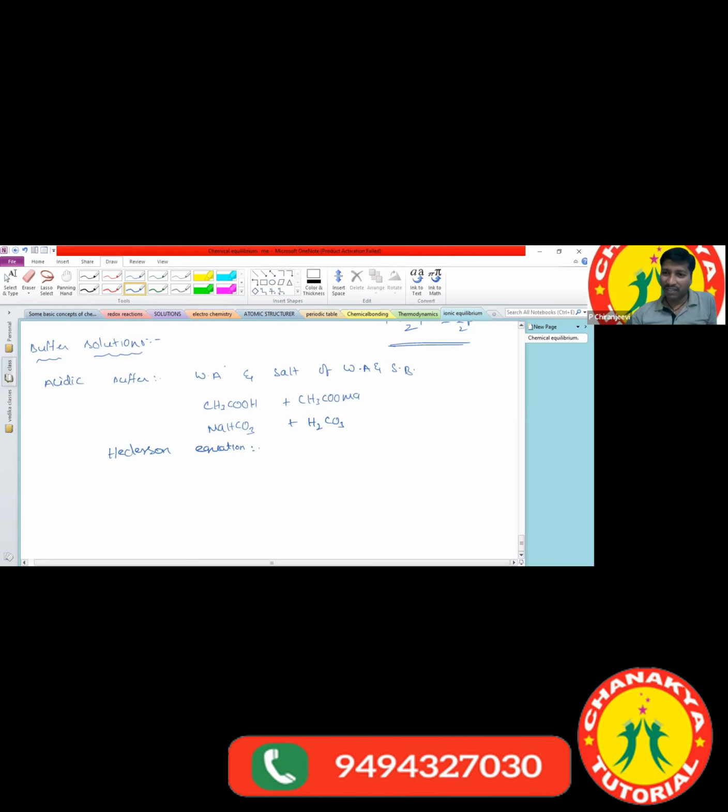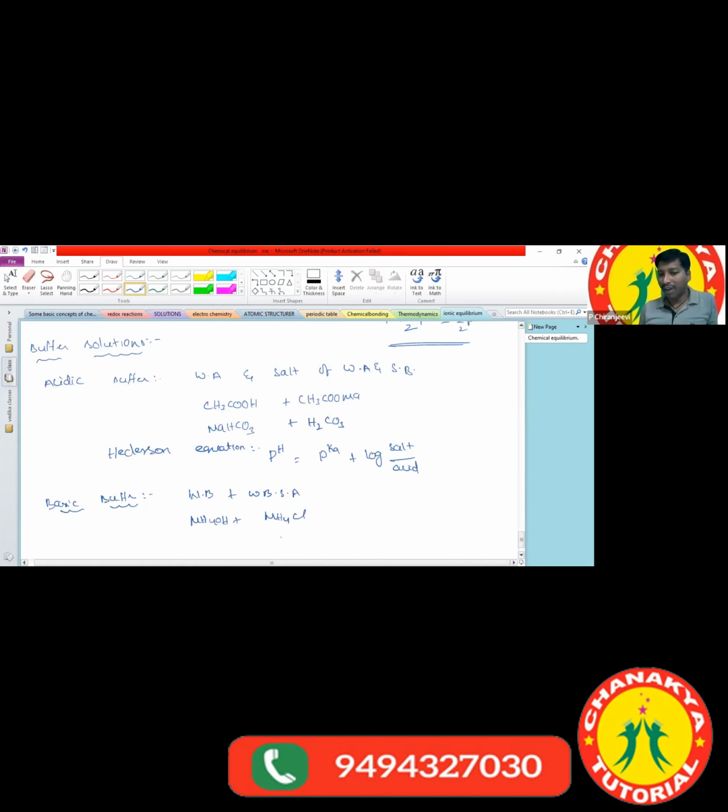So what is the Henderson equation of the acidic buffer solution? pH is equal to pKa plus log of salt by acid. Similarly, the basic buffer solution. What is meant by the basic buffer solution? It is the mixture of a weak base and a strong acid salt. What is the best example? Ammonium hydroxide plus ammonium chloride, NH4Cl.